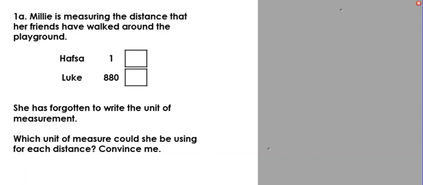They are both walking around the same playground, okay? So you're going to have to choose 2 different units of measure. Because, for example, if you were using centimetres, if Hafsa walked 1 centimetre, we'll use metres actually. So if Hafsa walked 1 metre and Luke walked 880 metres, there's quite a difference between the distance that they've both walked. But because they're walking around the same playground, they must have walked a similar distance. So think about what unit of measure you could use. Pause the video and have a go.